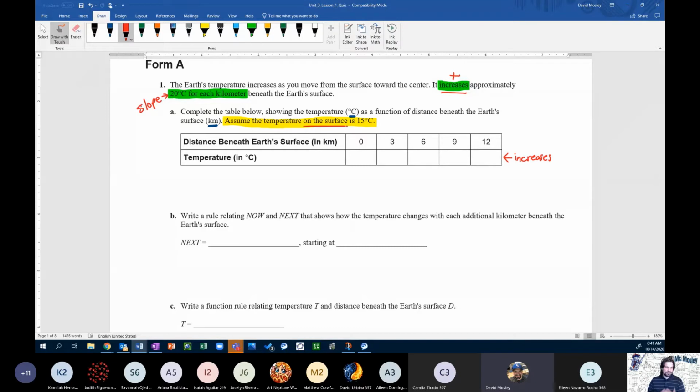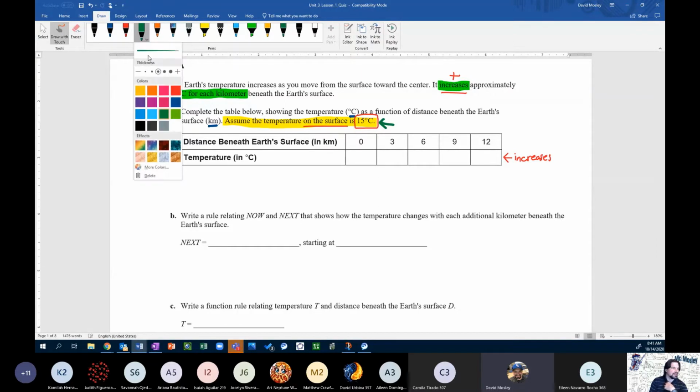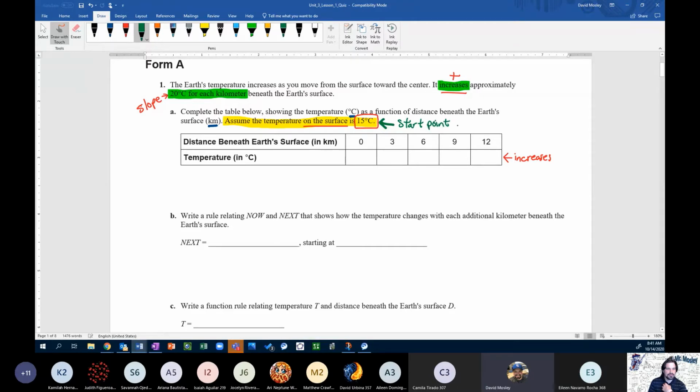Yes, I mean 0, right? So what does this value right here represent? Yes, Nicholas, 0. So this 15 degrees Celsius, what does it represent? Yes, right, we have the y-intercept. Right, and the starting point, yes, perfect. Yes, Jocelyn and Destiny, thank you, right? So we have the start point, or y-intercept.